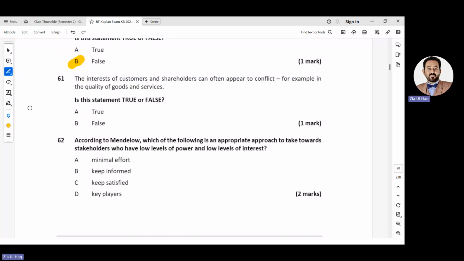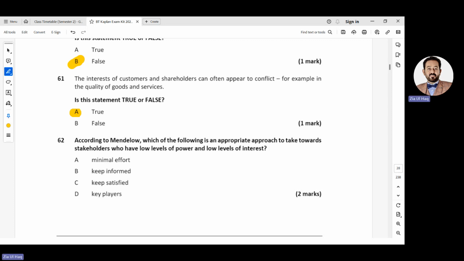61. The interests of customers and shareholders can often appear to conflict. For example, in the quality of goods and services, customers want high quality, and through high quality, cost will be higher and profit will be lower. Is this statement true or false? In the case of quality of goods, customer and shareholder will have conflict. True, because the interest of shareholders will be affected if you want to provide the best to customers.